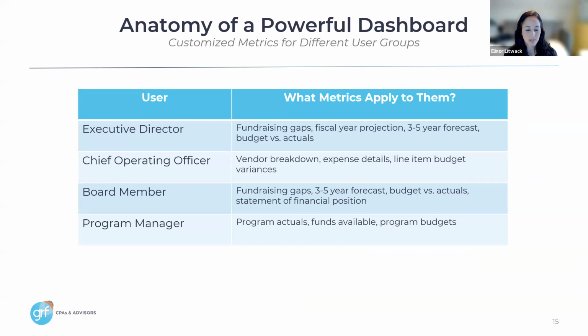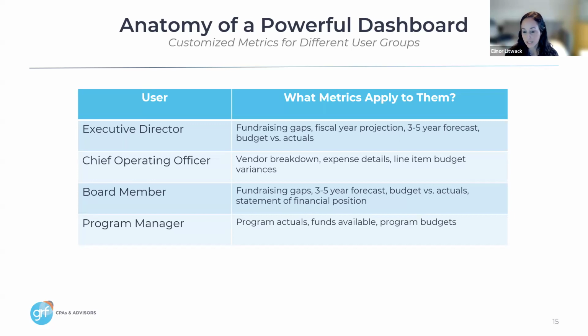So in terms of customizing the metrics for the different user groups, when you're creating the dashboard, you want to know who's the user and basically what do they care about. If you're creating it for an executive director, depending on the organization, they're probably more big picture people, but really it all depends. Some of them are very detailed. Sometimes they only care about cash. But what are you going to show them? It's probably more about your fundraising gaps, projections for this year and next year, budget versus actuals, and things that are more big picture from an eagle eye view, and looking forward.